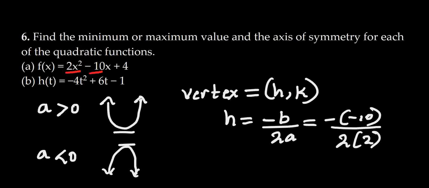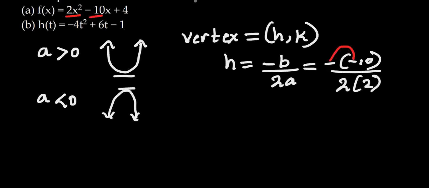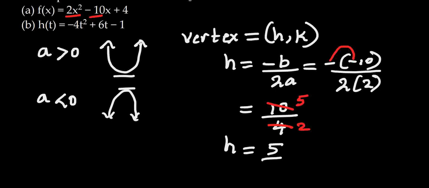So now negative times negative is going to give us positive, and this will become 10 over 2 times 2 is 4, 10 over 4. So we can simplify this by dividing through by 2. So 10 divided by 2 is 5, and 4 divided by 2 is 2. Therefore, the value of h is 5 over 2.